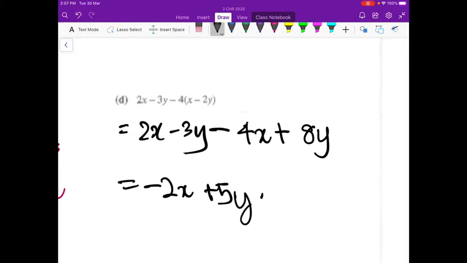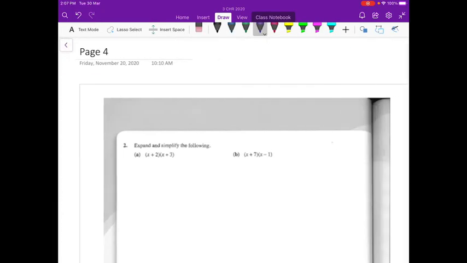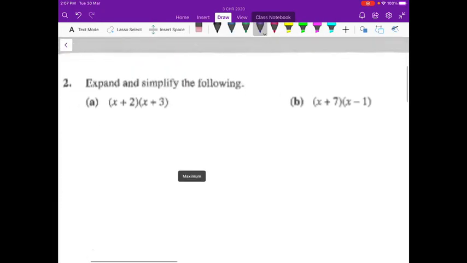Okay, so the important part, this sign over here. When you have negative 4 multiplied by negative 2y, you get positive 8y. Like what we have been doing all over here. Okay, next one. Expand and simplify again.